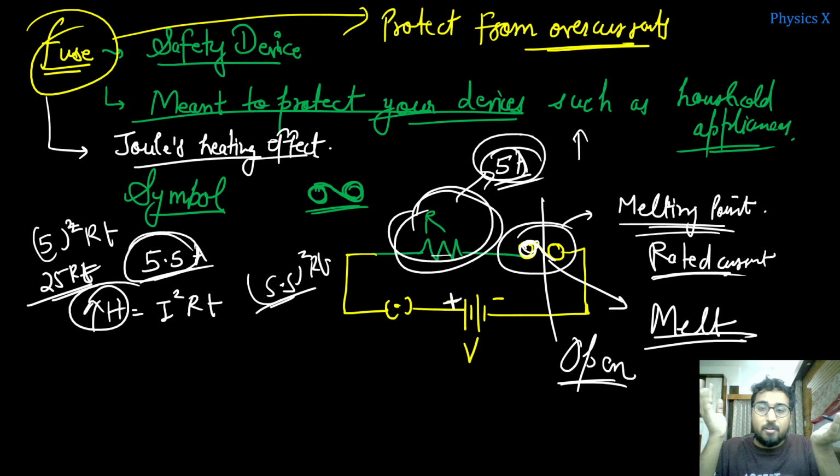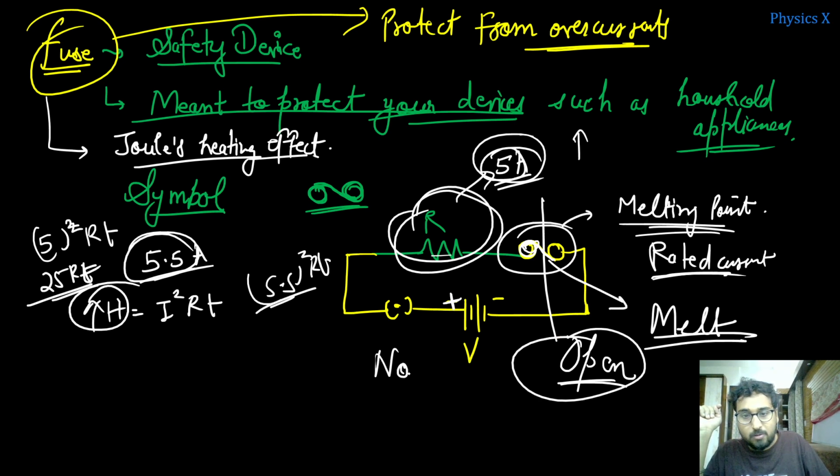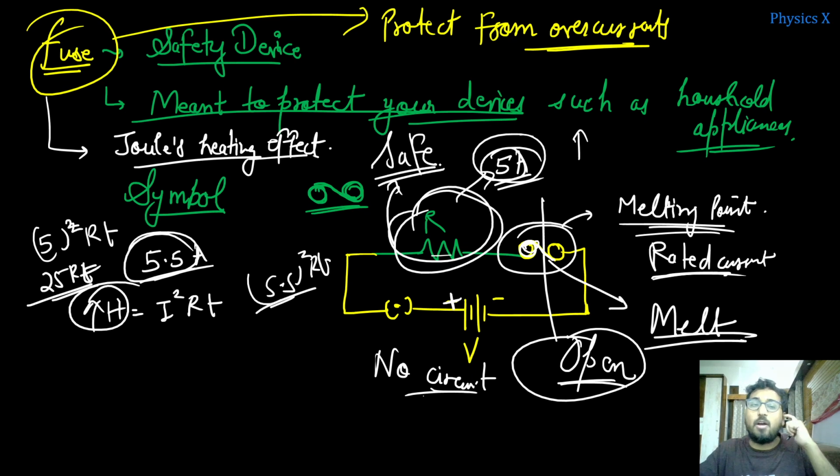And you know that for electric current to flow, we need two conditions. One is potential difference and one is a closed path. Since this circuit becomes open, there is no closed path now, which means no circuit. So current will not flow and your device will be safe. This is how a fuse is used to protect from overcurrents, and it is based on Joule's heating effect.